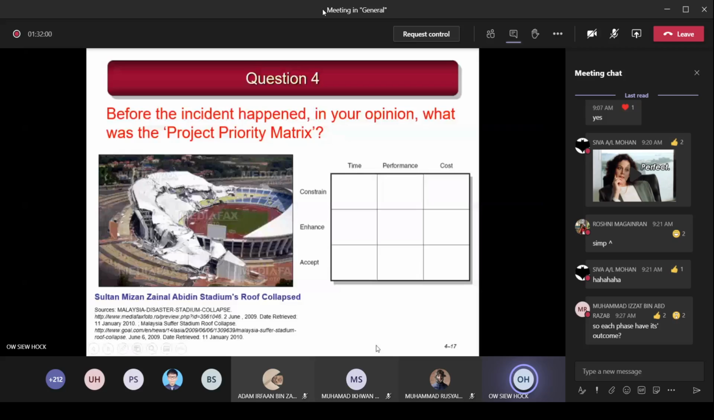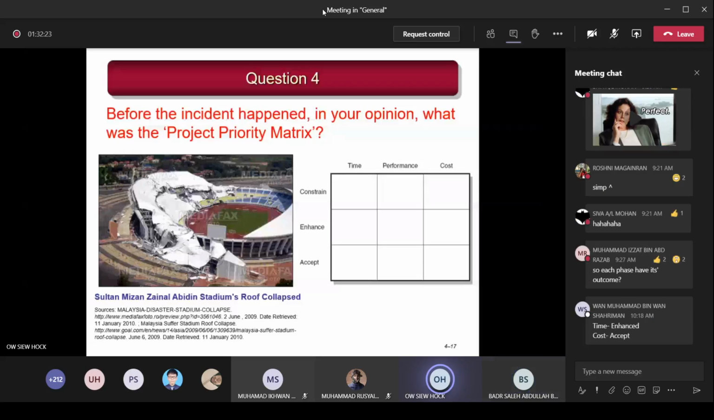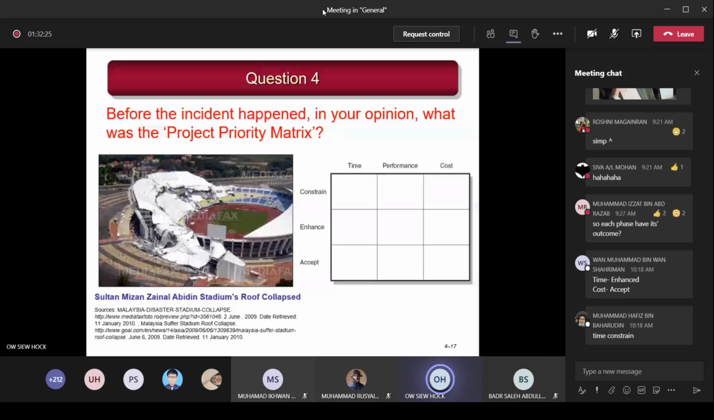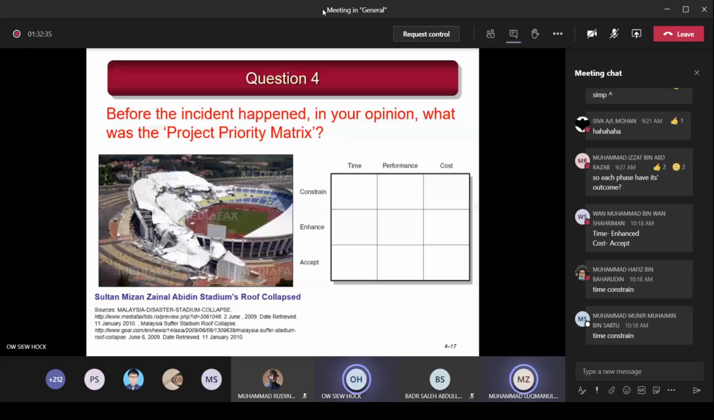Okay. So what do you think before this incident happened? Where should you put the circle? The time, is it constraint, enhance, or accept? Performance should be constraint, enhance, or accept. Where should you put the circle? Enhance. Which one is enhance? Cost. Cost is enhance. Okay.